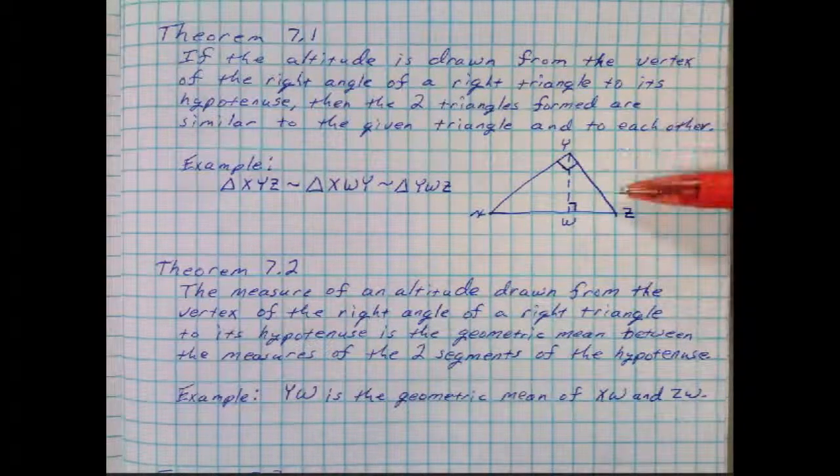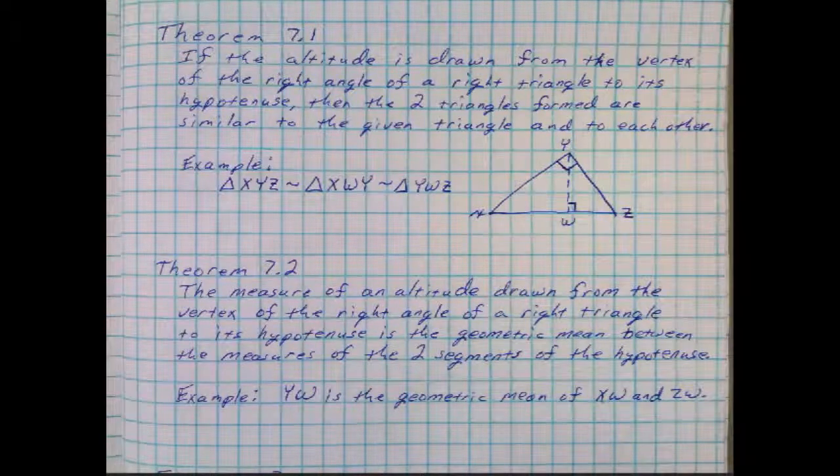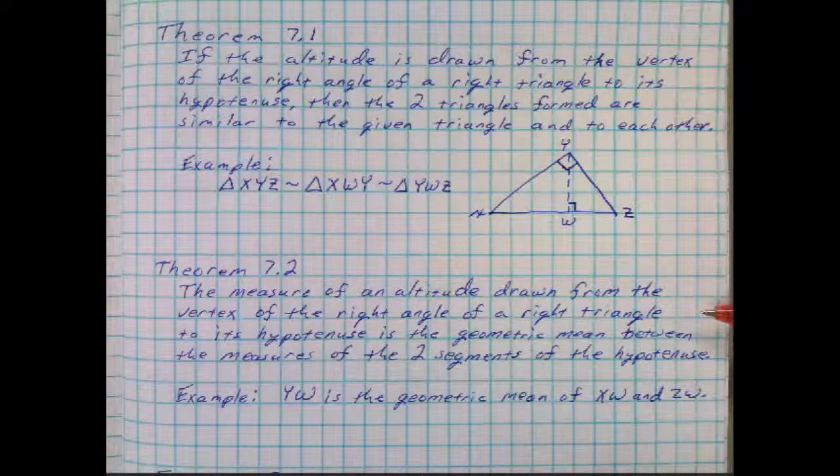The helpful piece to this is if we know one of these is a special triangle, like our 30-60-90 or our 45-45-90, then we know the other 2 are as well. So that can be very helpful for us. And then the other thing is, since they're similar, we can set up those proportions to be able to find the other pieces. Okay?